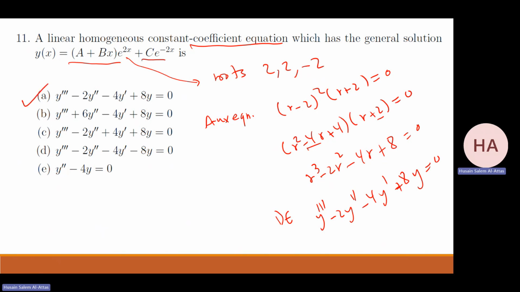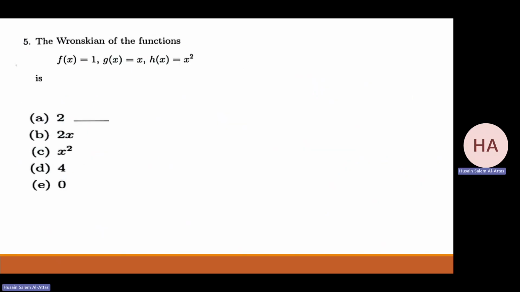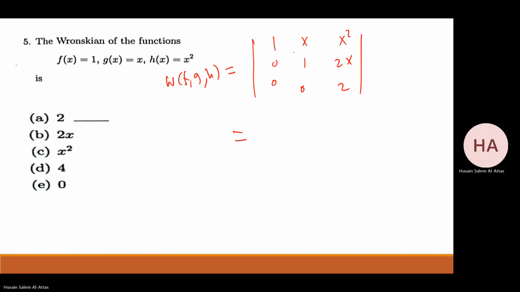Which is this one? The Wronskian. You want the Wronskian of these functions right away. 1, 0, 0. This is x. This is 1. This is 0. This is x squared. This is 2x, 2. This is the Wronskian of f, g, and h. And that will be the determinant. I cancel this. I have 1 times this, which is 1 times 2, which is 2.